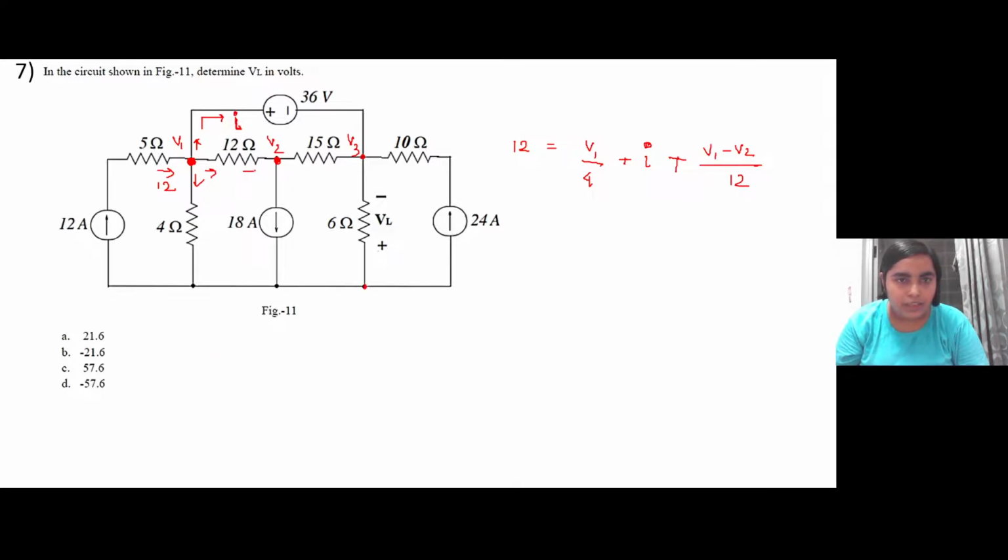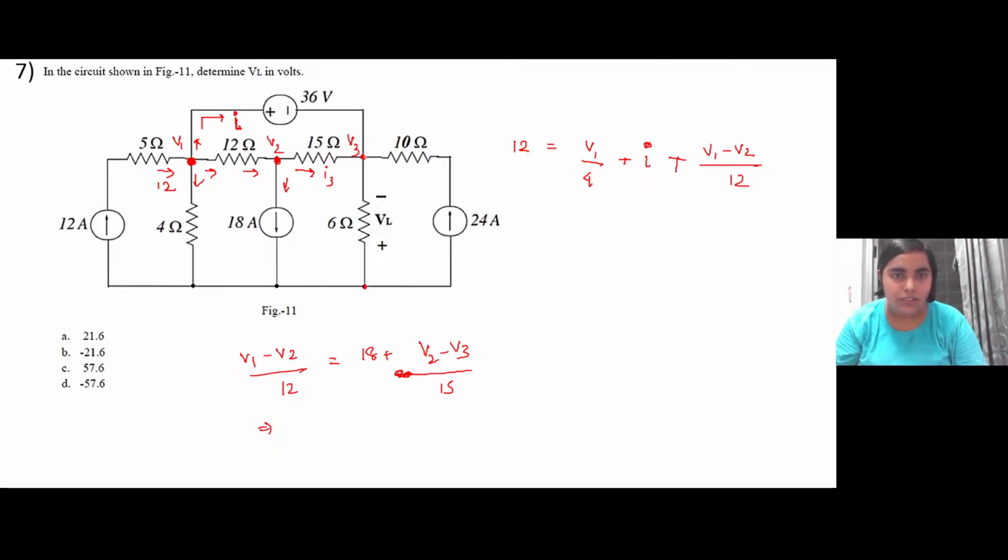current is going in this way, 18 ampere current is coming out. Let us assume there is another current going in this direction, right? So it will be V1 minus V2 by 12, which will be equal to 18 plus V2 minus V3 by 15. So you can simplify this equation, write it in terms of V1, V2, V3.